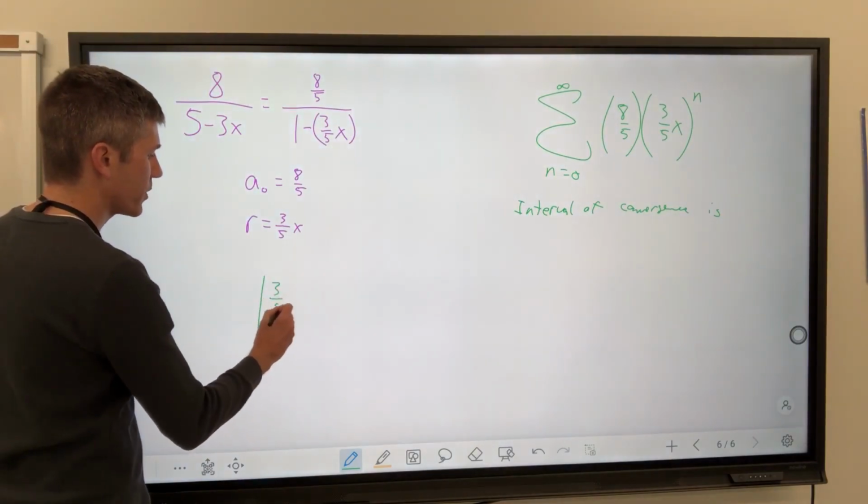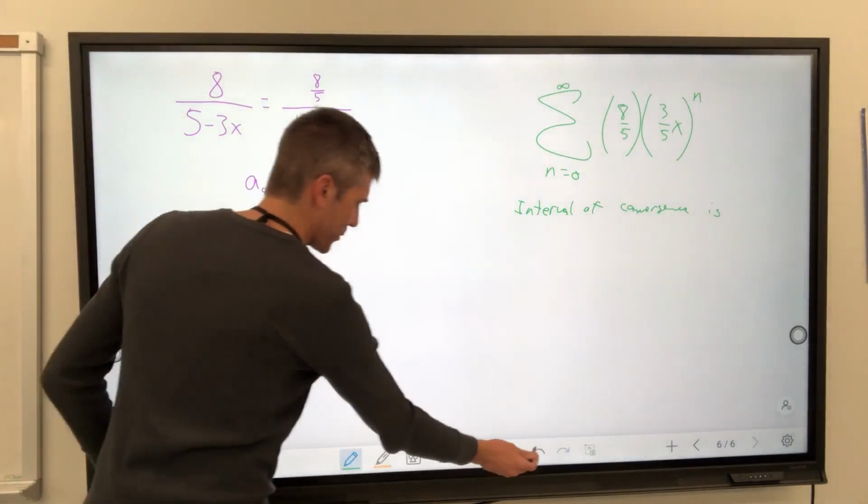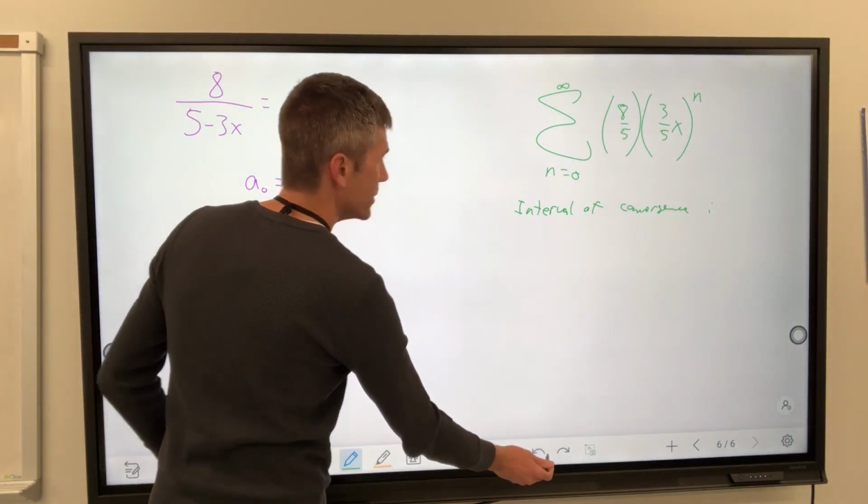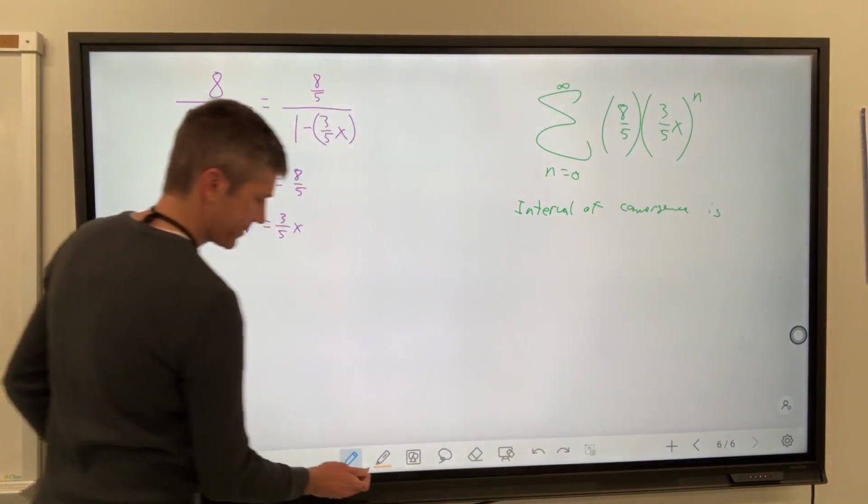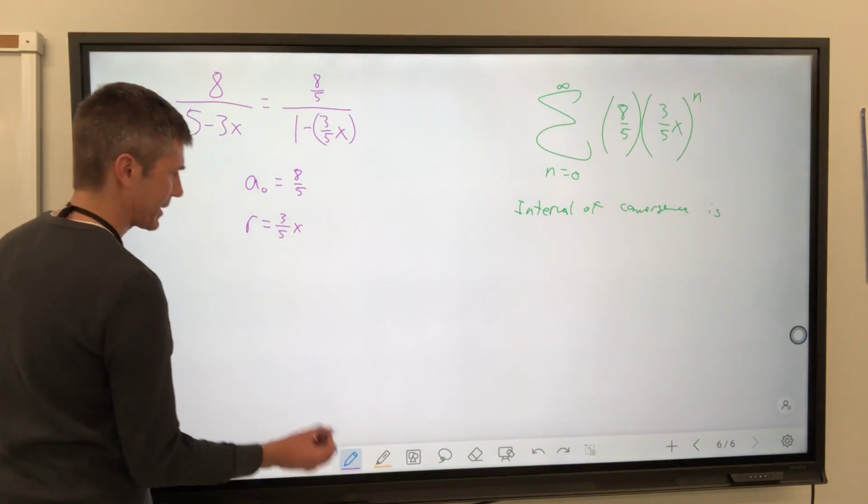Absolute value of 3/5, wrong color, don't do that. It was purple on the side. My goodness, what was I thinking?